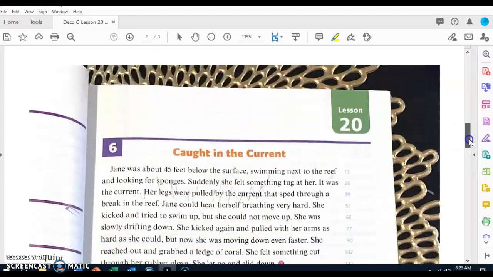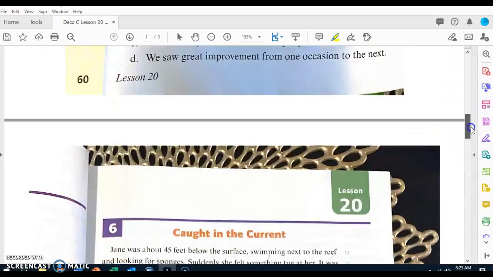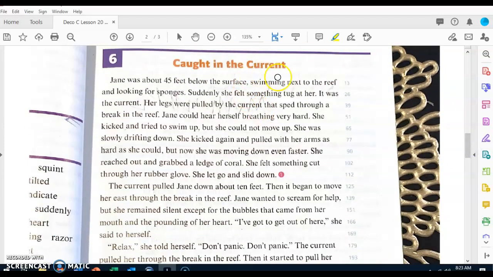Let's go ahead and continue with our story, boys and girls. The title is Caught in the Current. Jane was about 45 feet below the surface, swimming next to the reef and looking for sponges. Suddenly, she felt something tug at her. It was a current. Her legs were pulled by the current that sped through a break in the reef. Jane could hear herself breathing very hard. She kicked and tried to swim up, but she could not move up. She was slowly drifting down.